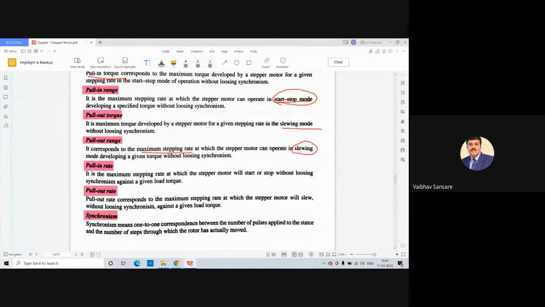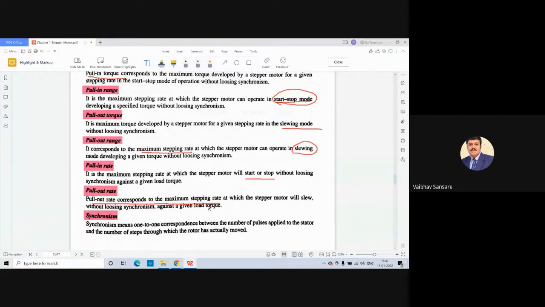So what is pull-in rate? It is the maximum stepping rate. Stepping rate is the number of steps per second. It is the maximum stepping rate at which the stepper motor will start or stop without losing synchronism against the given load torque. And what is pull-out rate? The pull-out rate corresponds to the maximum stepping rate at which the stepper motor will slew. That rate is known as the pull-out rate.